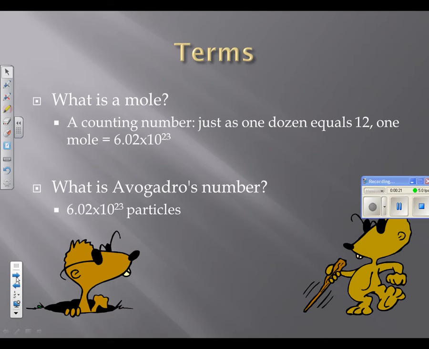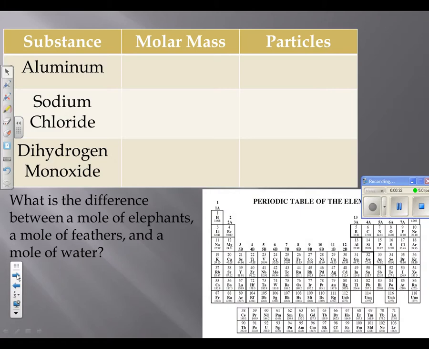What is Avogadro's number? Well, it's how many particles are in 1 mole. So we're going to be using these as conversion factors a lot because they mean close to the same thing. They're definitely relatable. So let's do some work between molar mass and particles.